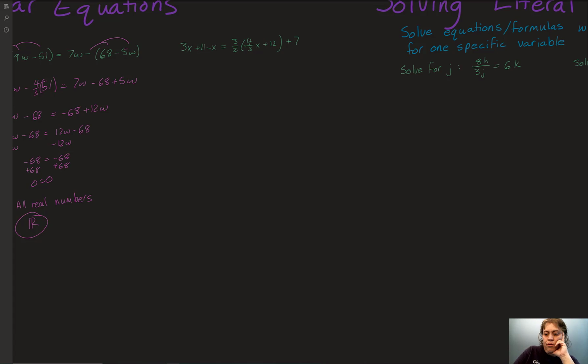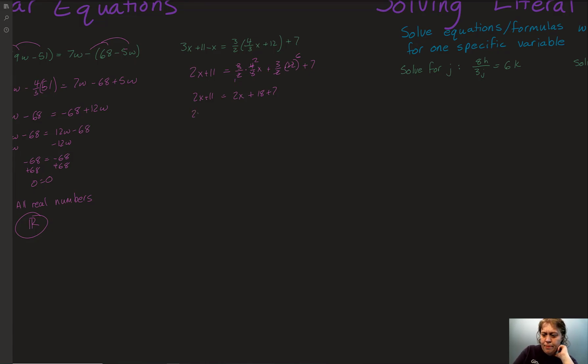Alrighty, here we go. Last one. This becomes 2x plus 11 equals 3/2 times 4/3 x plus 3/2 times 12. I'm going to put that in parentheses. Just remember that that's a multiplication. 2x plus 11 equals 2x plus 18 plus 7.